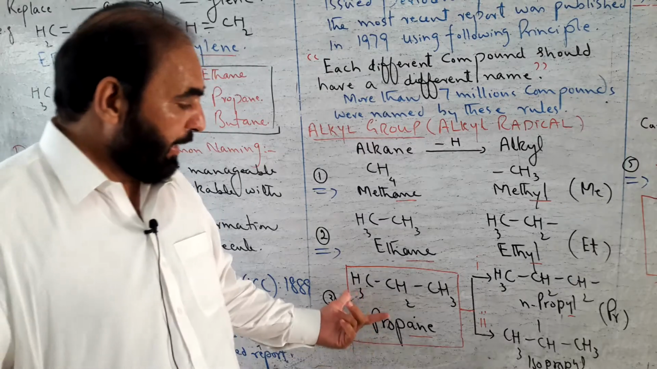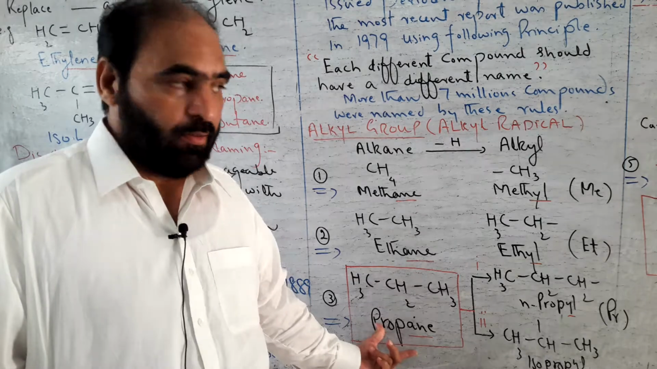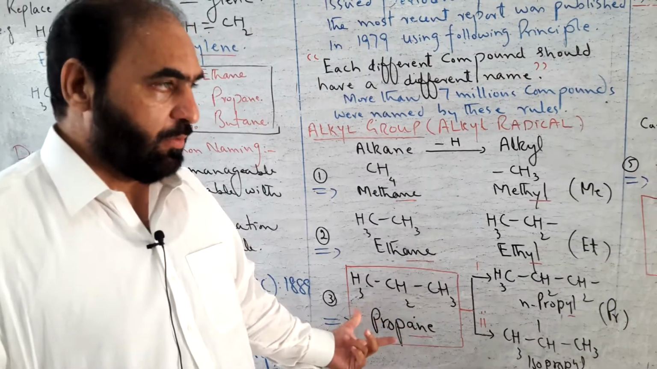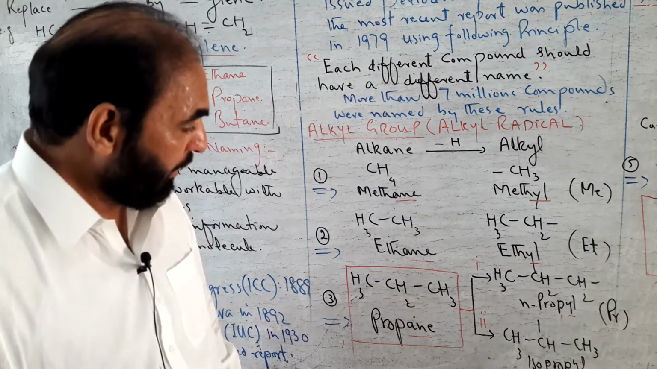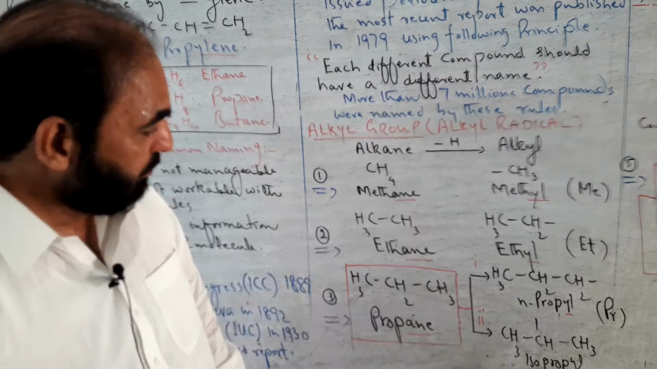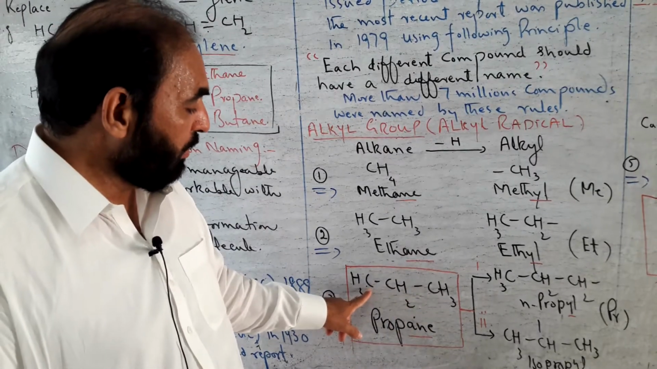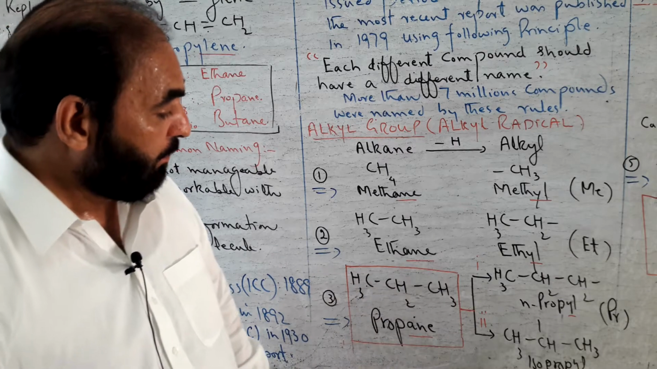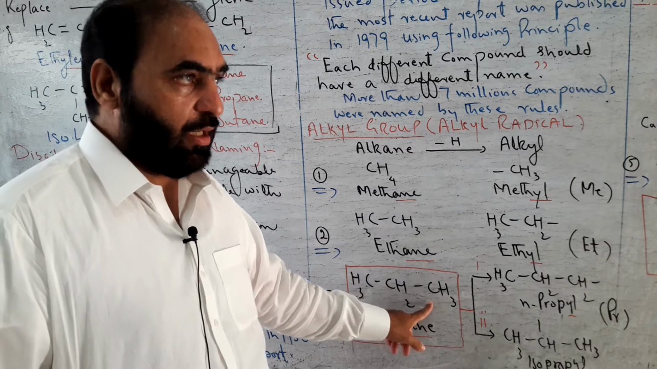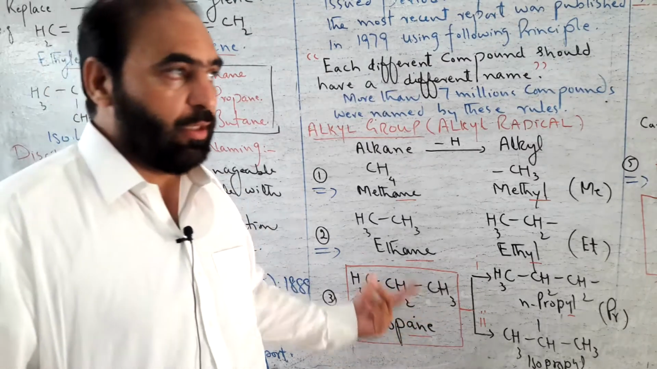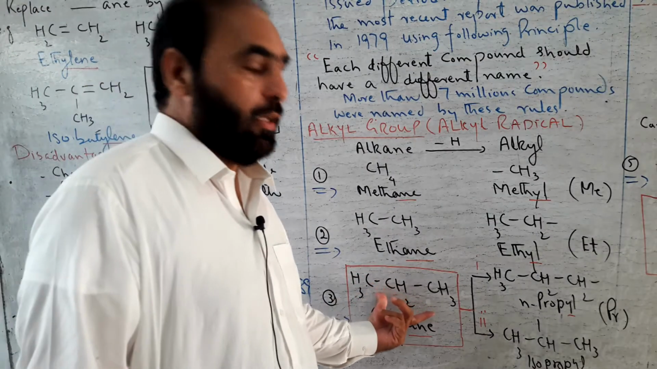Now, if we have alkane with 3 carbon atoms, I mean propane, we get 2 alkyl groups from propane. If we remove a hydrogen atom from terminal carbon atoms, carbon number 1, which is on left side of the chain, and carbon which is present on right side of the chain. These are called terminal carbons, which are present at the ends of the chain.